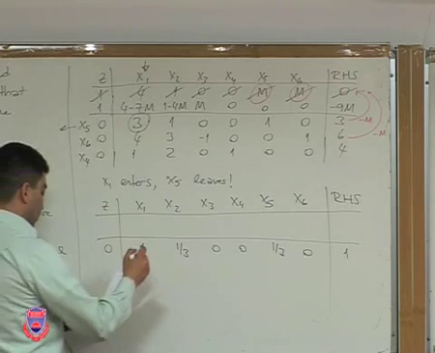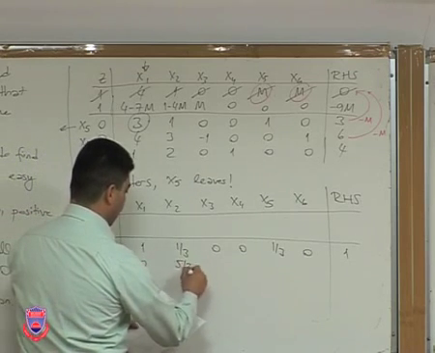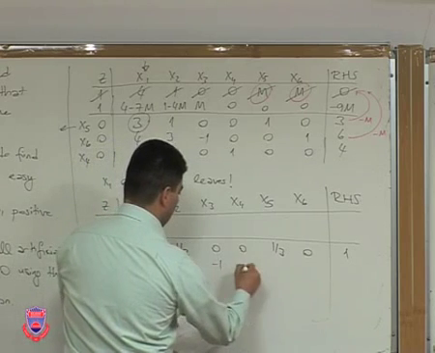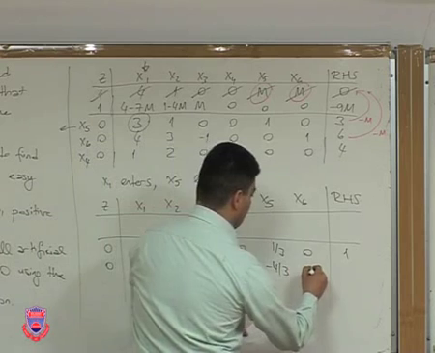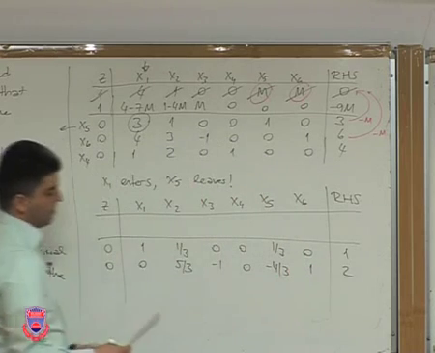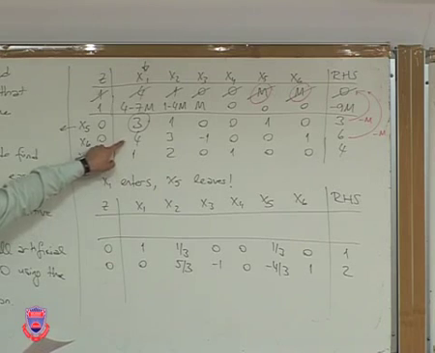And the new row of 2 looks like the following. 0, 0, 5 over 3. Minus 1, 0. Minus 4 over 3. 1 and 2. So essentially, I'm just multiplying this by minus 4 and adding to row 2. And this is what you have.